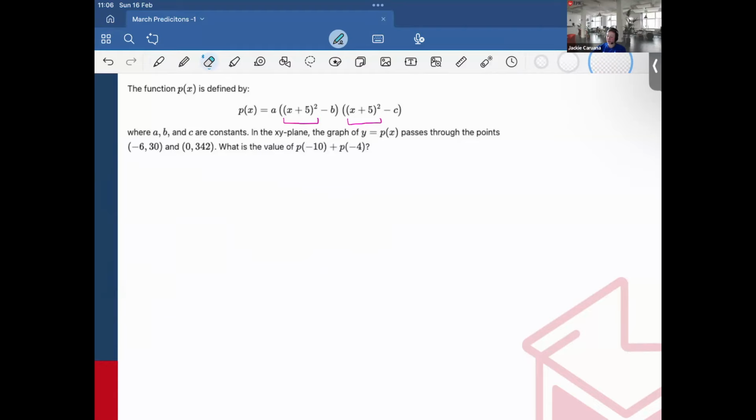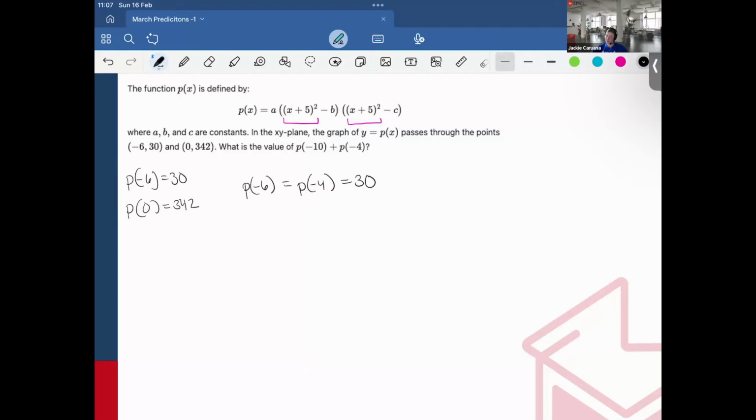Let's apply it to our given data here. So I'm told p of negative 6, its output is 30, and also p of 0 gives me an output of 342. So from my previous squared term calculations, I would know then that p of negative 6 must be equal to p of negative 4, which is equal to 30.